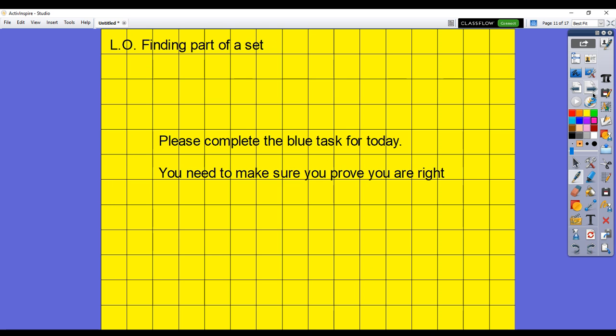So I'd like to complete the blue task for today, and you just need to make sure you have proven you are correct, okay? And please make sure you write the calculation too so you can see what maths you are doing. All right, good luck.